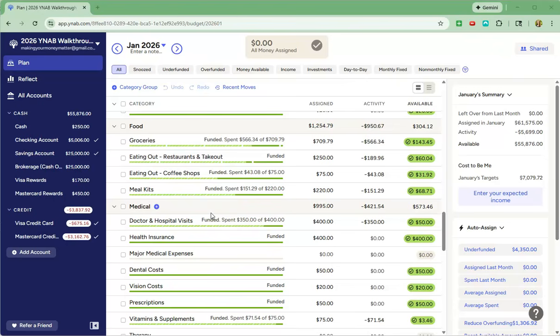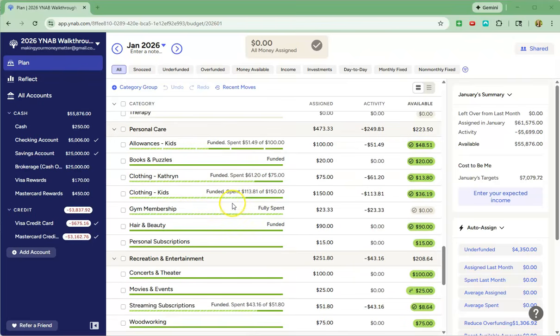This past year really wasn't great health-wise, but I am going into 2026 feeling much better than I have probably in years. So I'm hopeful I won't need to add too much to these categories. Personal care includes a weekly allowance for my kids. I give them each half their age per week as an allowance. I have books and puzzles because it encourages me to spend this guilt-free, and it just makes me happy.